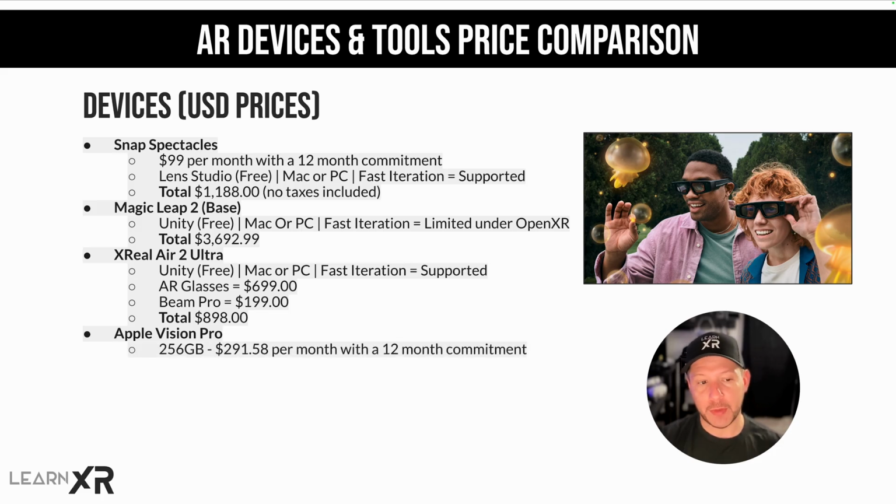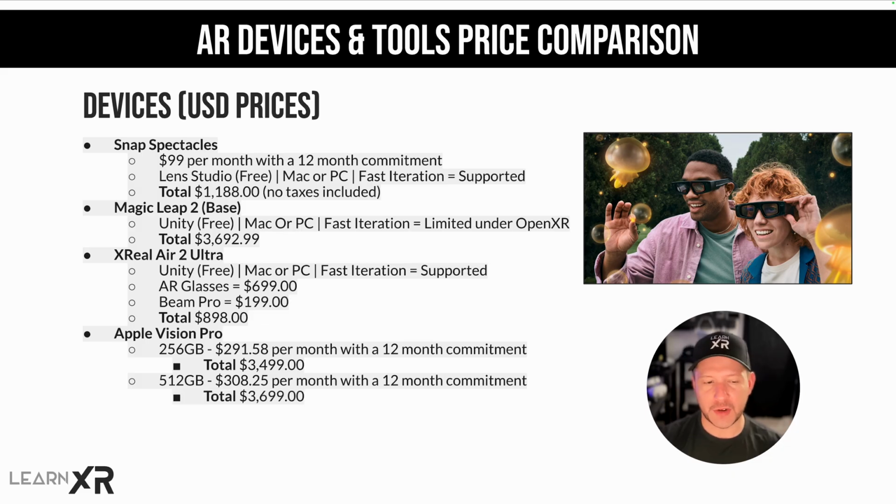Then we go into the Apple Vision Pro, which I really like. It's really awesome, but it's really expensive, right? So if you get the 256 gigs, which is the lower tier of how much space you're going to get on the hard drive, we're looking at about $291.58 per month with a 12-month commitment. So this is going to be roughly $3,500 that you spend on this size. If you get the larger size, it's going to be a little bit more. None of these includes taxes, so you have to keep that in mind as well.